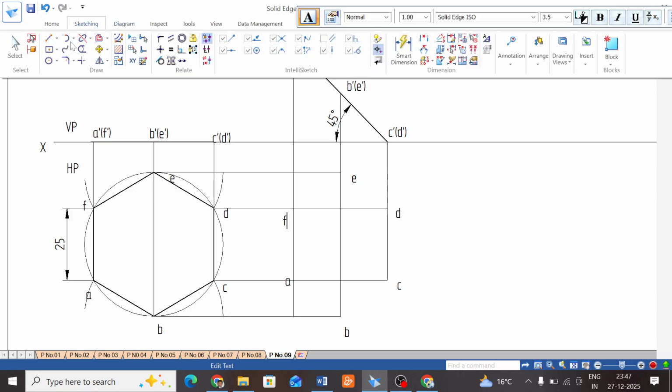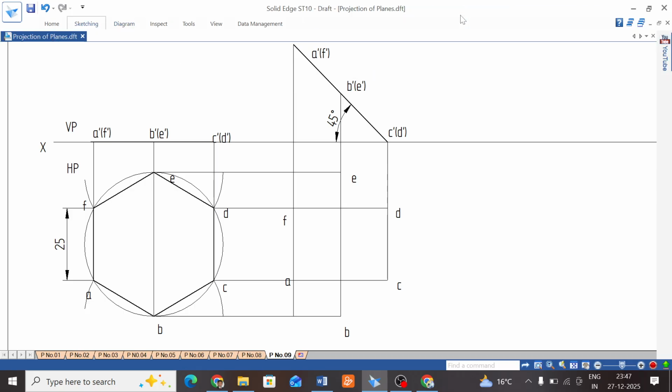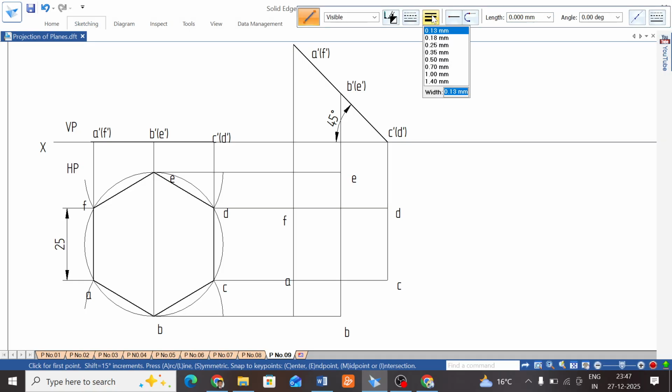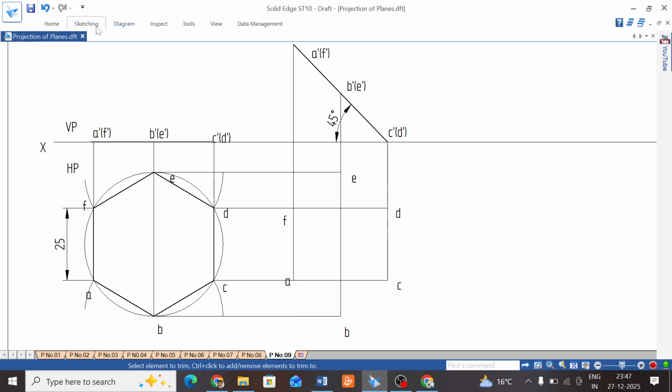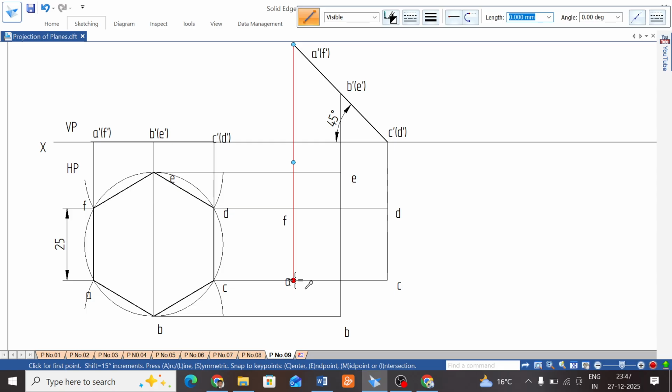Okay, join all the corners by thick line on the apparent lamina. Apparent lamina A, B, C, D, E, F, join it. Okay, this point A is only this much. Go to the line from this A, take it A to B to C to D to E to F to A.